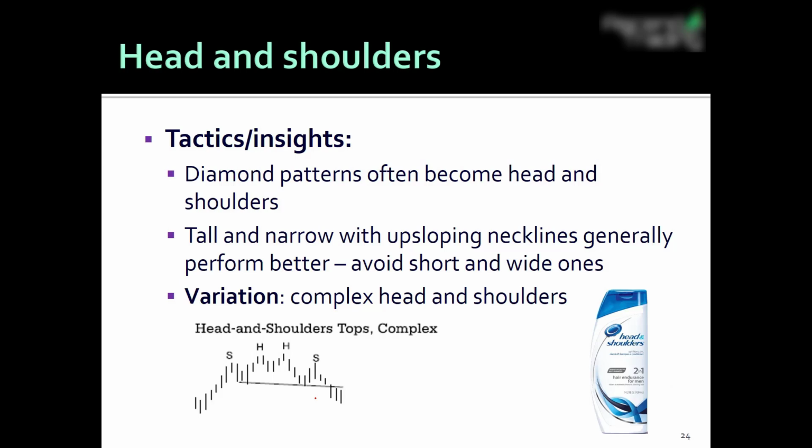Look for the ones with the neckline that has an upward slope, because in general they usually do break the pattern that way. So that's good if you're a bull, but if it's a downward slope, it's ideal for a bear because then it has a higher risk for confirming the pattern.